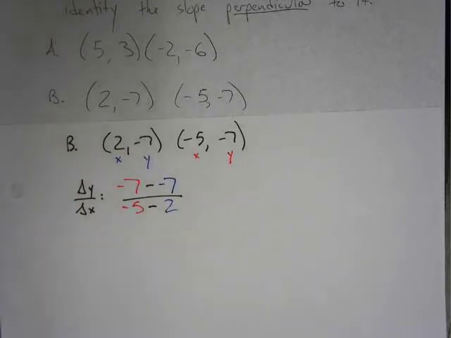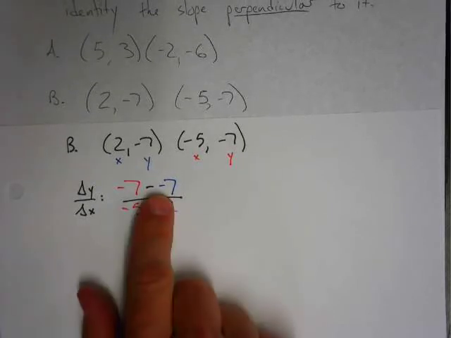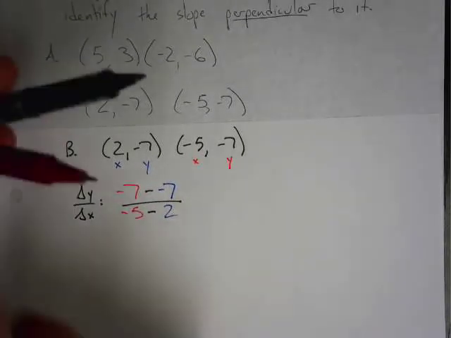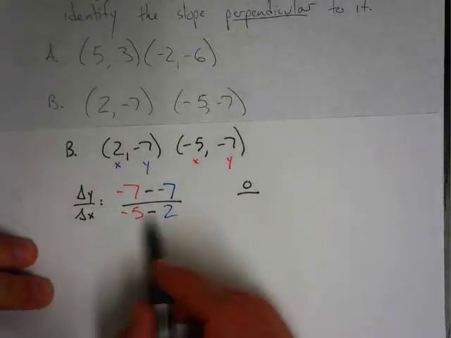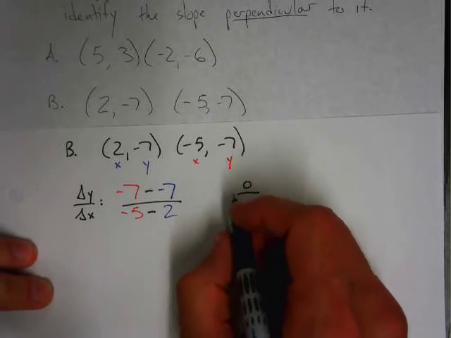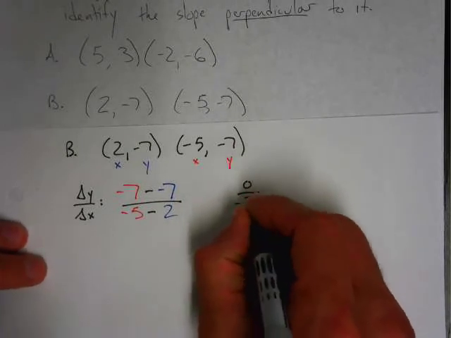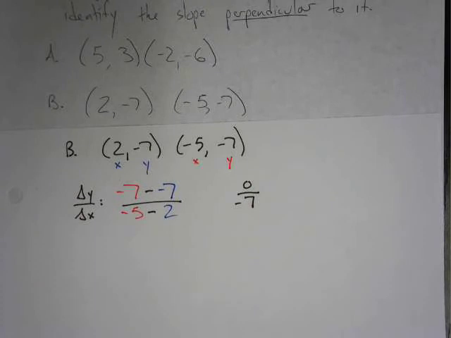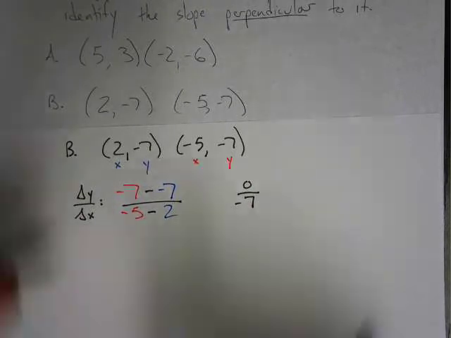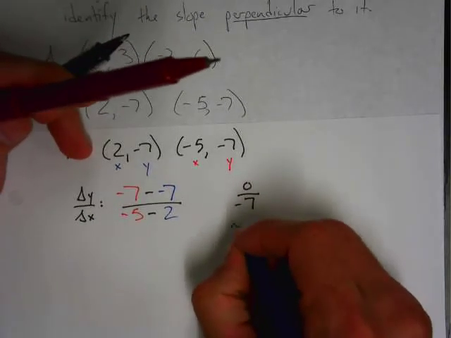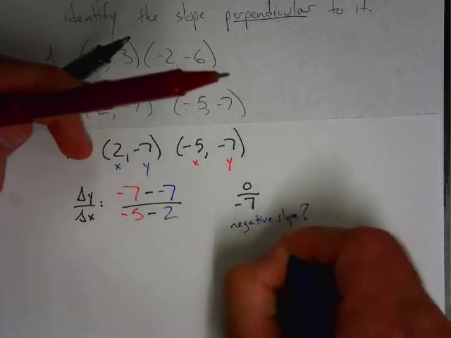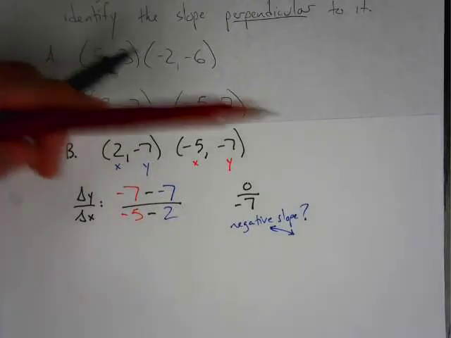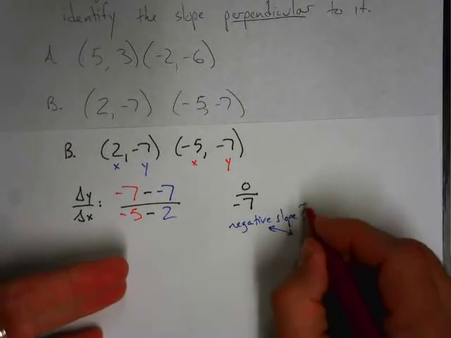Something's going to happen. So now we start crunching numbers. At the top, negative 7 minus negative 7. Anything minus itself, well, that happens to be 0. And then negative 5 minus 2 is negative 7. And so you might be thinking, negative slope? Right? Is that a negative slope? And negative slope goes down like that. Is that what's going on? And no, that's not going on.